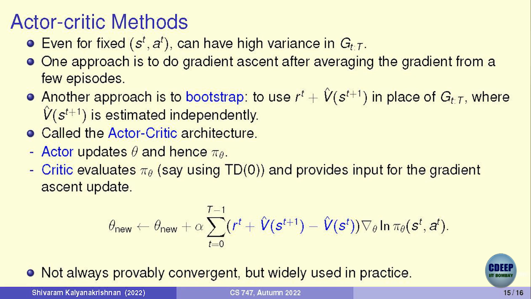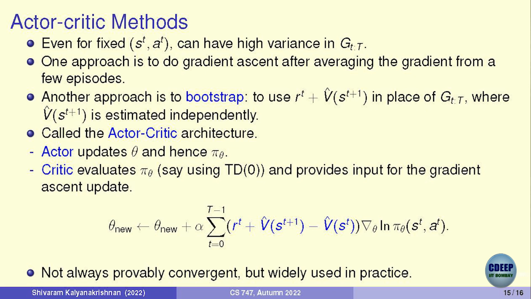So why do you think this is slightly problematic? What property did we need of this for the policy gradient theorem to hold? Yeah, this should not be biased. Okay, when it was G_t, it was not biased, but now it is biased, right? So we are not doing proper stochastic gradient ascent. We are going up some gradient, which might be okay, but it might have some bias. Okay, that's not very good.